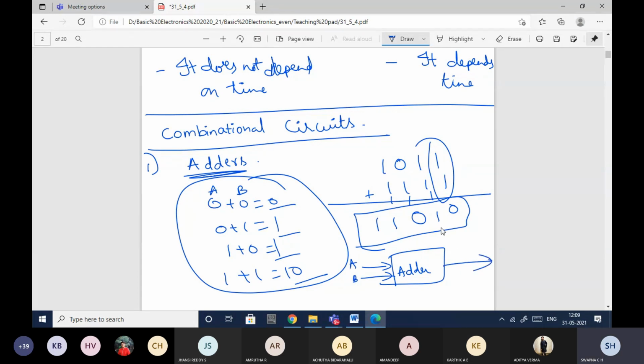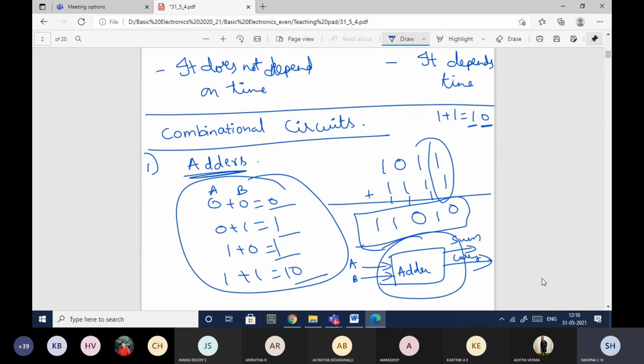So I have to get the output. How many outputs will I get here? See, when I add 1 plus 1, what is it that I've got? 1 0, right? So one is a sum, and this is a carry. So I'll have two outputs: one is the sum output and the other one is the carry output. Okay, so I need to design this adder circuit using the basic gates. That is what it is all about.